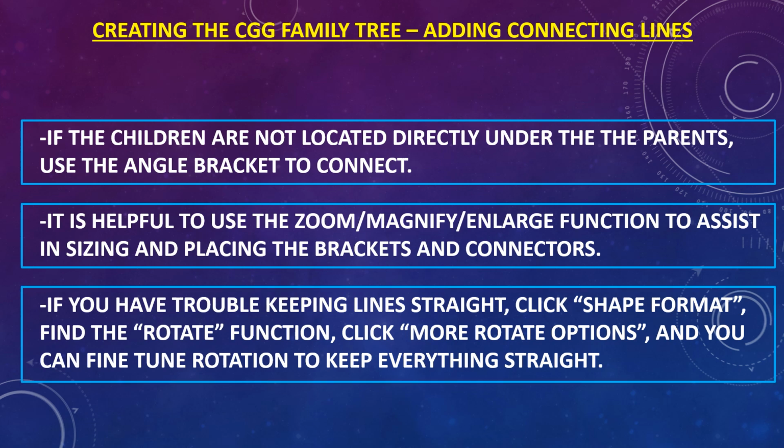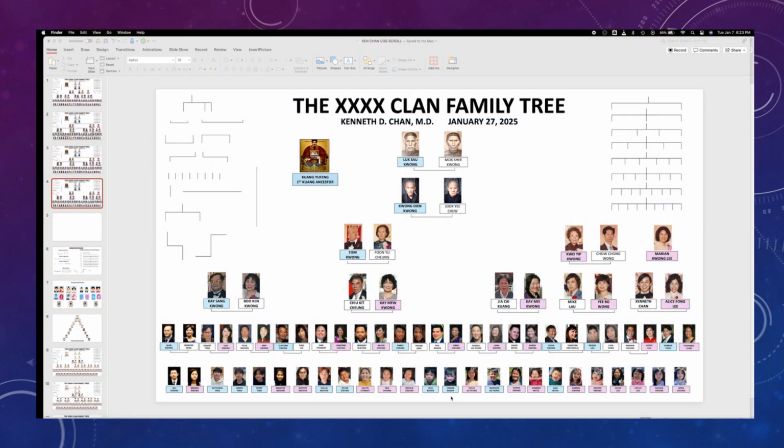If you have trouble keeping lines straight, click Shape Format, find the Rotate function, click More Rotate options, and you can fine-tune rotation to keep everything straight. CGG Family Tree Template, adding more connecting lines.